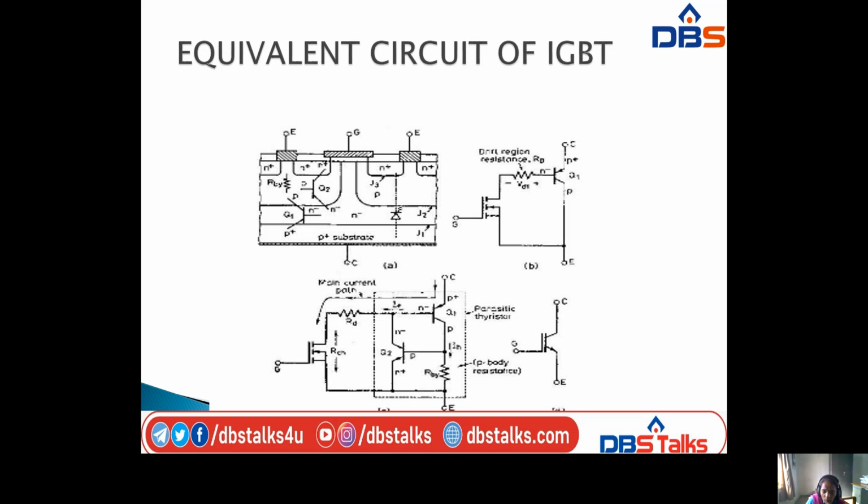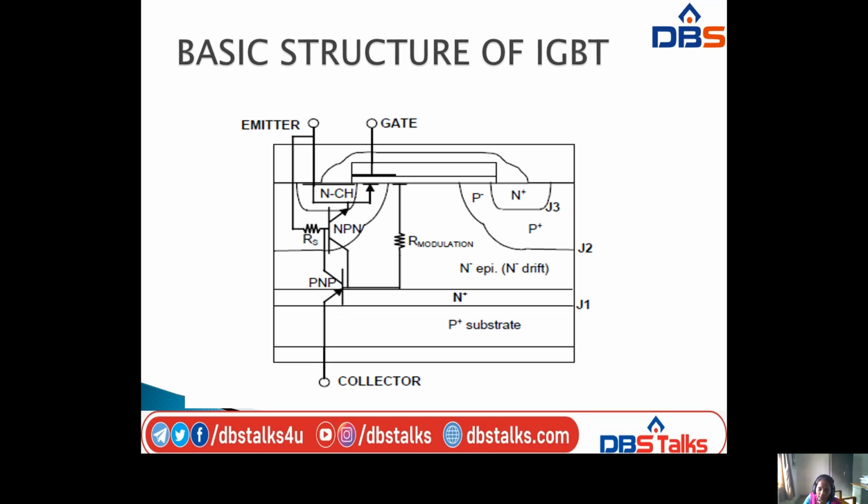So the equivalent circuit of IGBT will be like this. We have a transistor and a MOSFET. The MOSFET is connected with a resistance and this is connected to the BJT. So this is the IGBT. When you connect these, this is the equivalent circuit of IGBT. Here emitter, gate, collector, the BJT, and this side will have the MOSFET also.